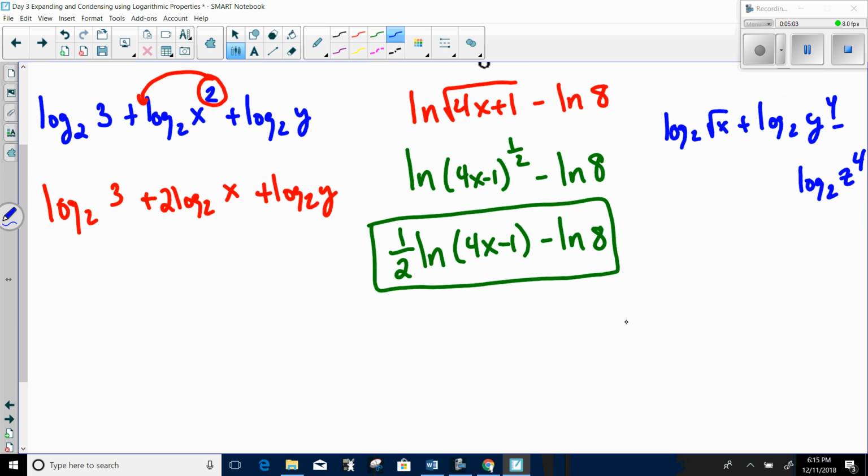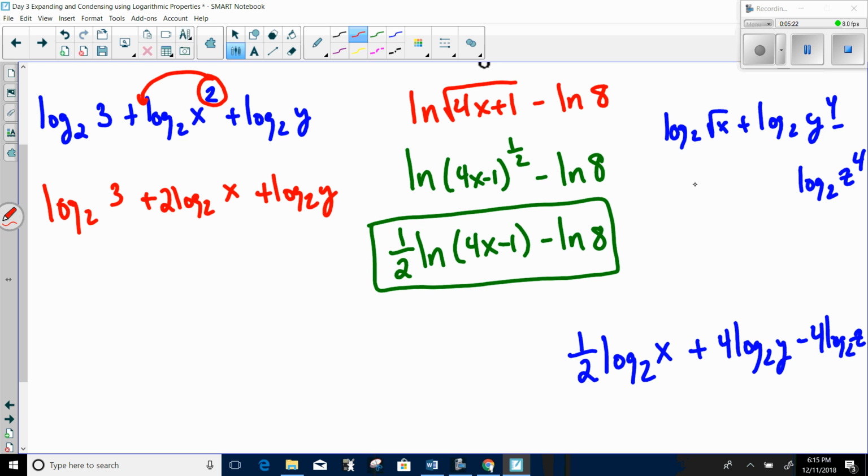Okay, so this answer would end up being 1/2 log base 2 of x plus 4 log base 2 of y minus 4 log base 2 of z. Where did the 1/2 come from? Remember that the square root of x is the same thing as x to the 1/2. So this right here is really x to the 1/2, and that 1/2 can come out front. This 4 comes out front, and this 4 here comes out front.